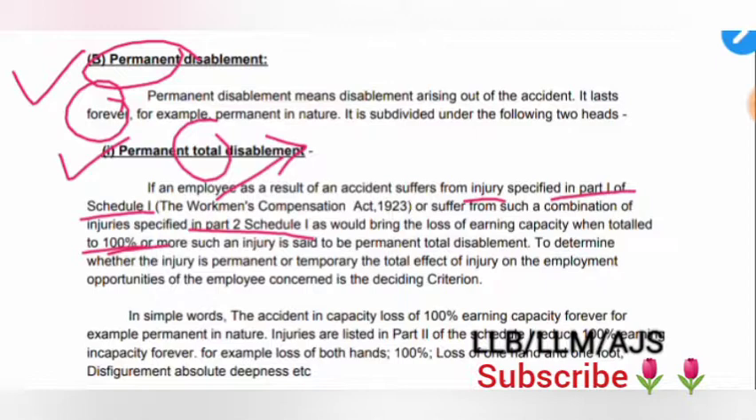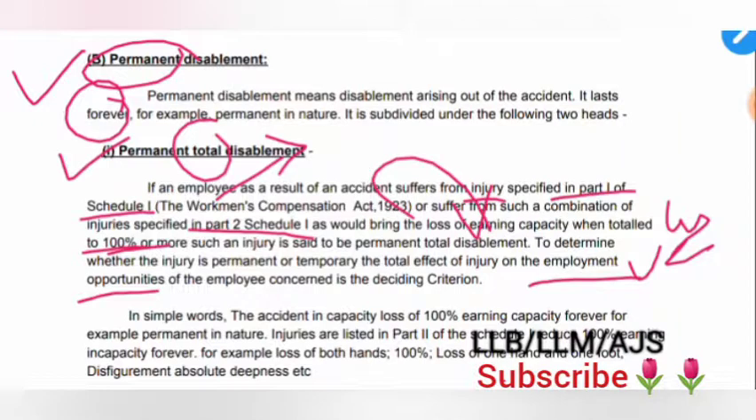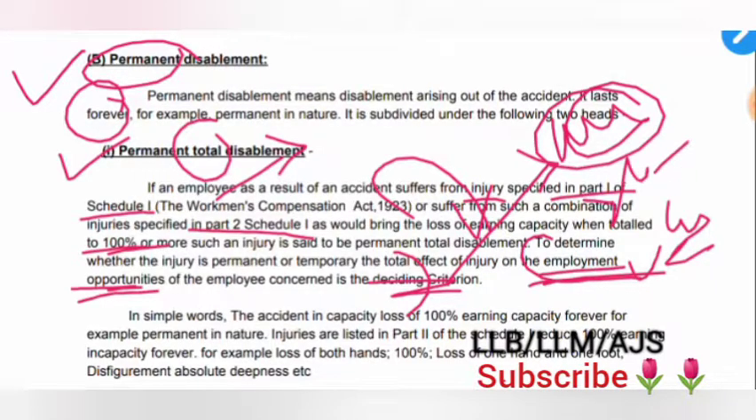To determine whether the injury is permanent or temporary, the total effect of injury on the employment opportunities of the employee is the deciding criteria. The keyword here is employment opportunities of the employee, which we are going to discuss through various case laws in this video as well. And for this we are going to read some case laws in this lesson to clarify our points.